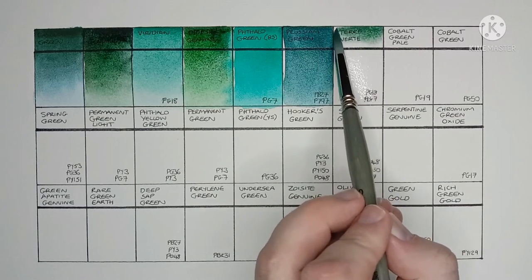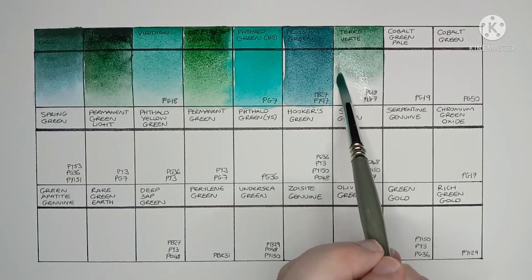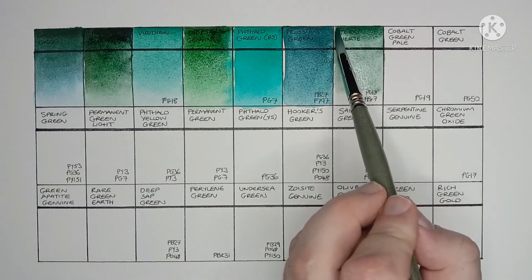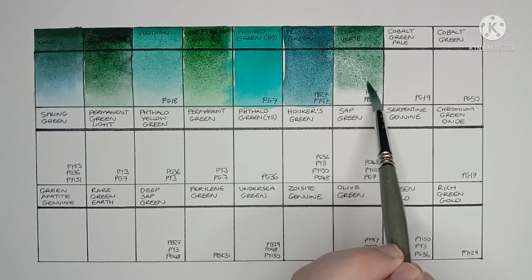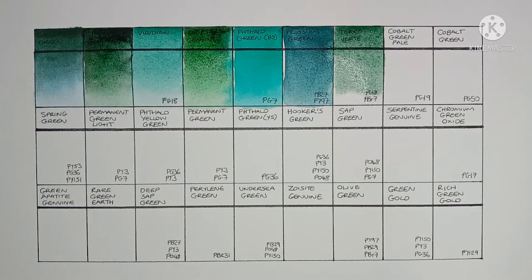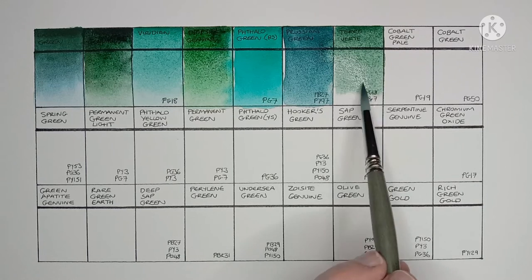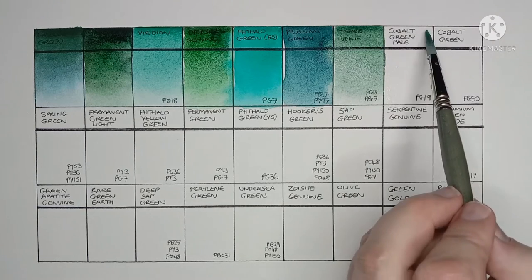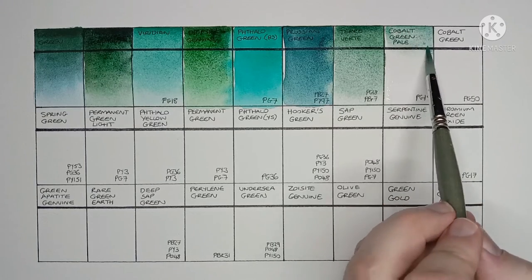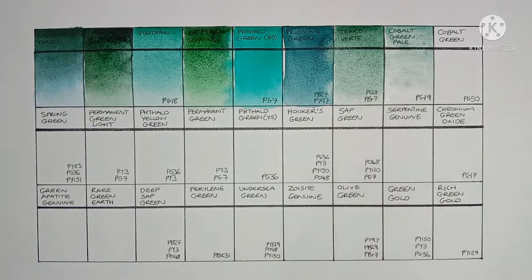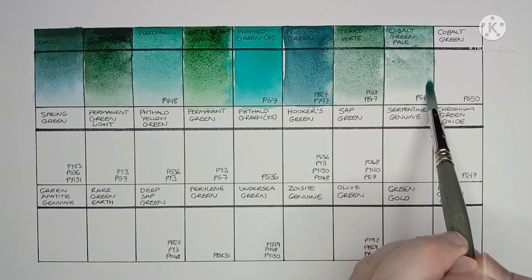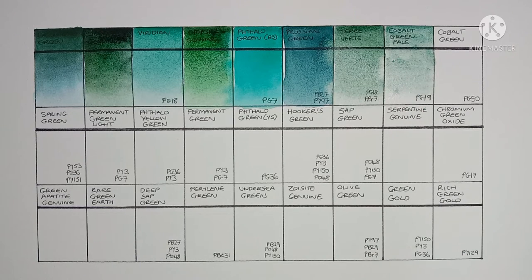Next is Terra Verte. This is a mix of PG18 and PBR7. This one's not particularly interesting to me, though I have been told by some people that it's quite useful for flesh tones. And next we have Cobalt Green Pale. And this one's made from PG19. I've never liked the PG19 pigment. To me, it's just horrible, weak, gummy paint. And this one's no exception.